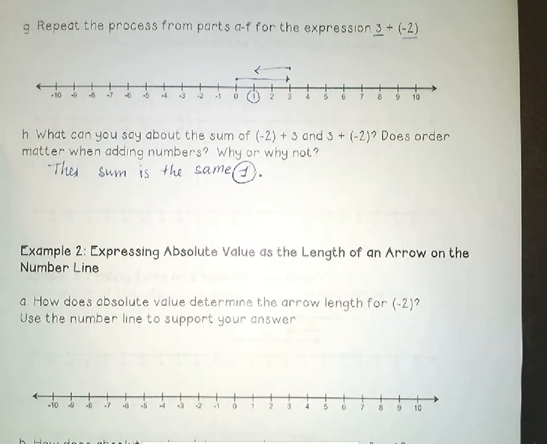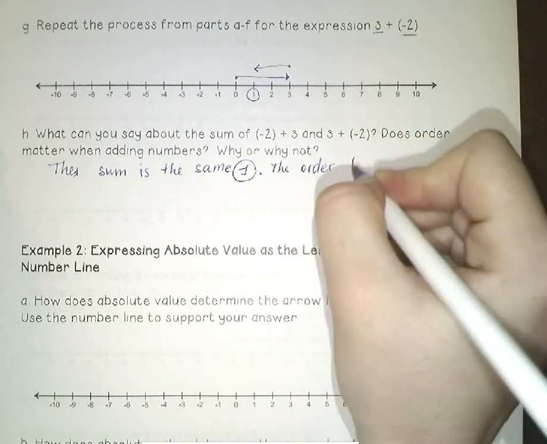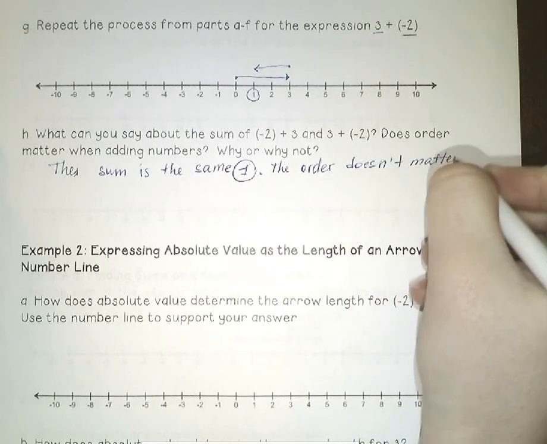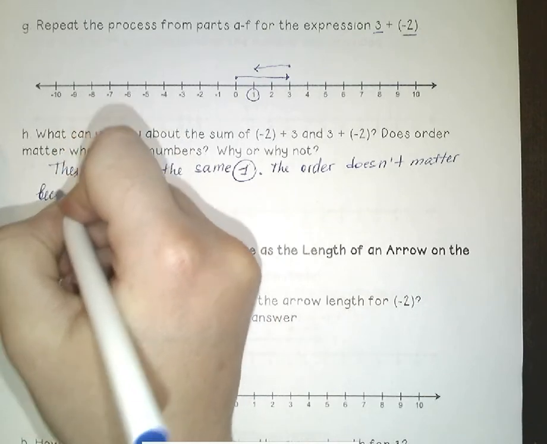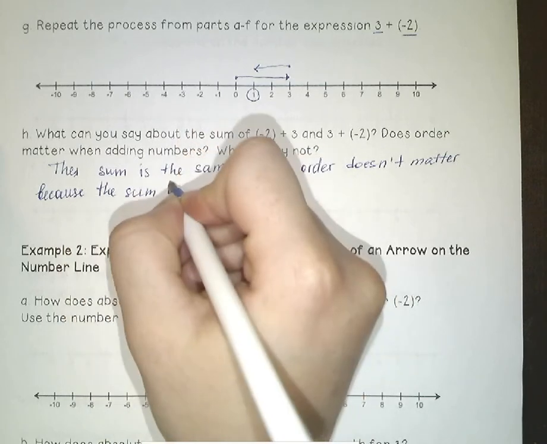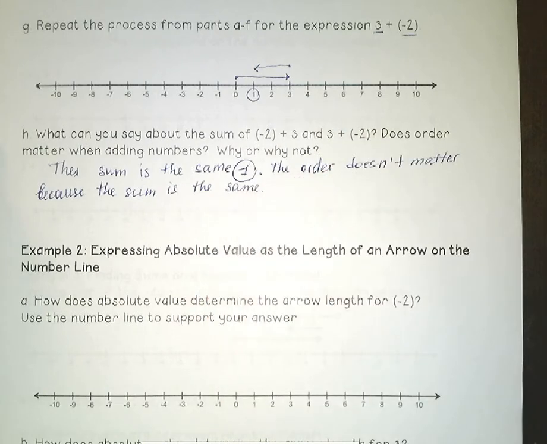Does the order matter when we add numbers? One was negative 2 plus 3, the other was 3 plus negative 2. The numbers are in different order. So the order doesn't matter because the sum is the same. Okay.